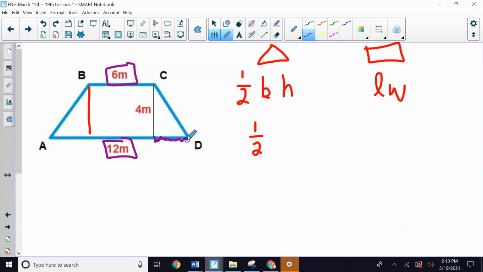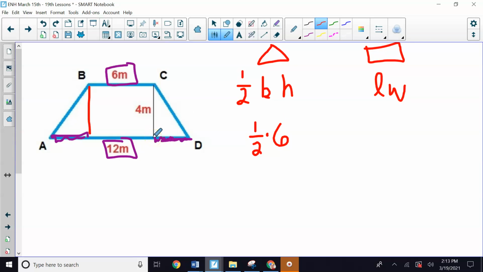Now, I don't know individually what that is. That looks maybe a little smaller than this, or maybe they are the same, but we don't know that. But I know together they equal 6. So I'm going to go ahead and write 6 down here for the base of our triangle.